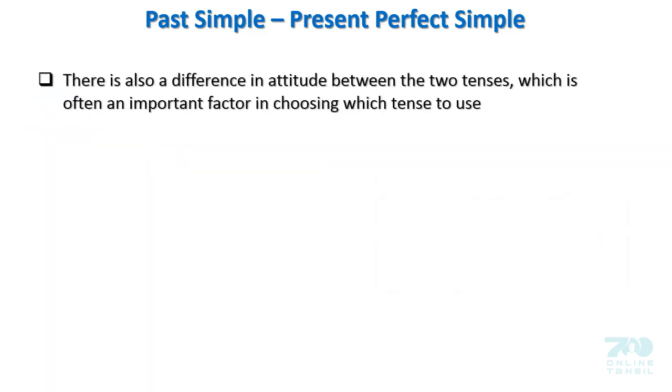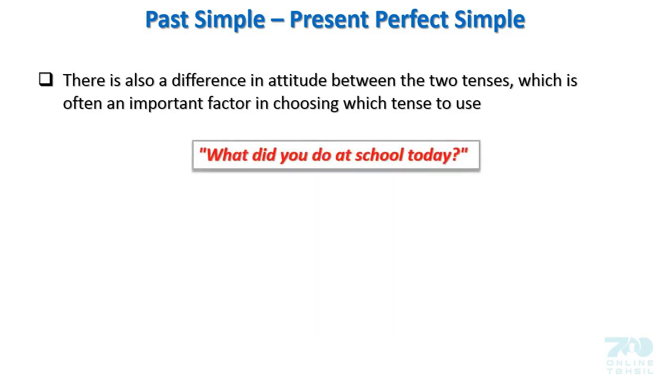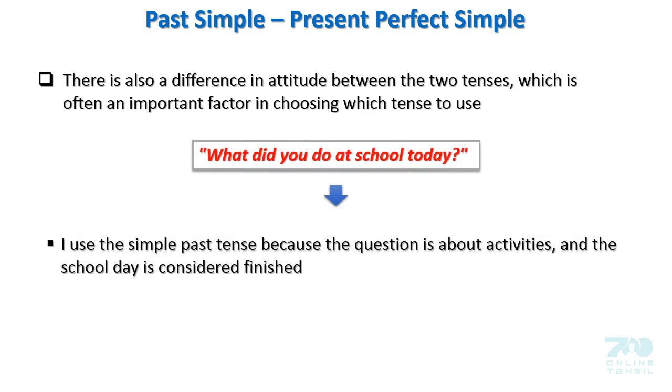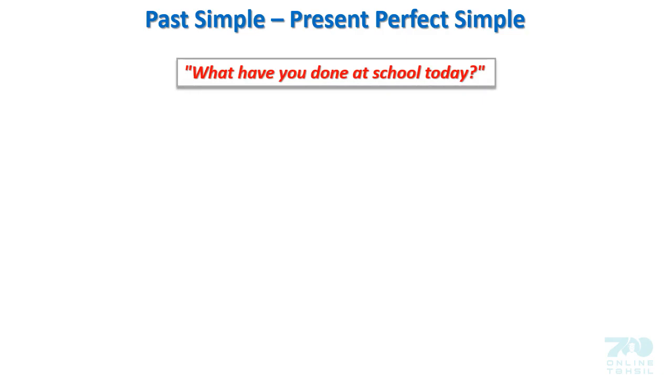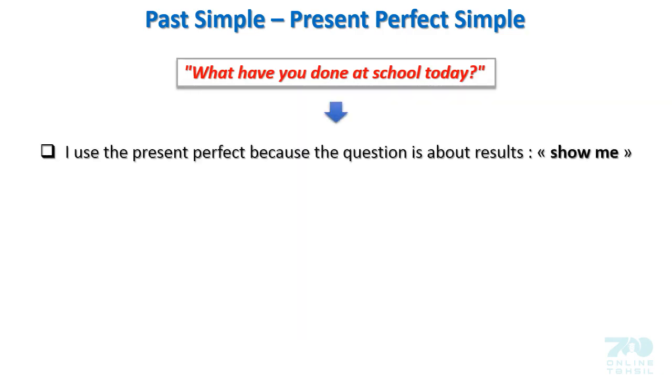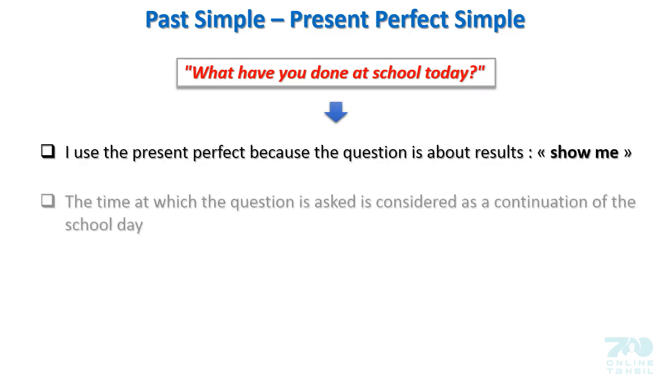There is also a difference in attitude between the two tenses, which is often an important factor in choosing which tense to use. What did you do at school today? I use the simple past tense because the question is about activities, and the school day is considered finished. What have you done at school today? I use the present perfect because the question is about results. Show me. The time at which the question is asked is considered as a continuation of the school day.